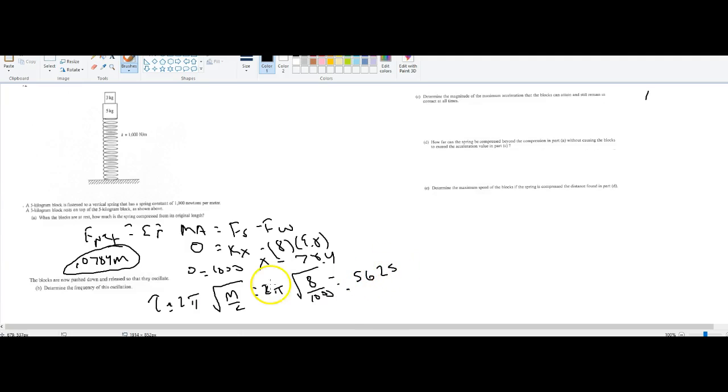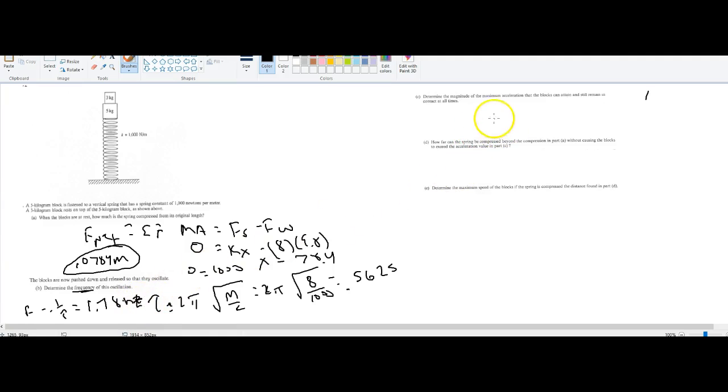So that's seconds. But that's not the question to ask. The question to ask is, what's the frequency? And one thing we know of frequency is that it's 1 over the period. So therefore, 1 divided by that answer gives me a whopping 1.78 hertz, or per second.